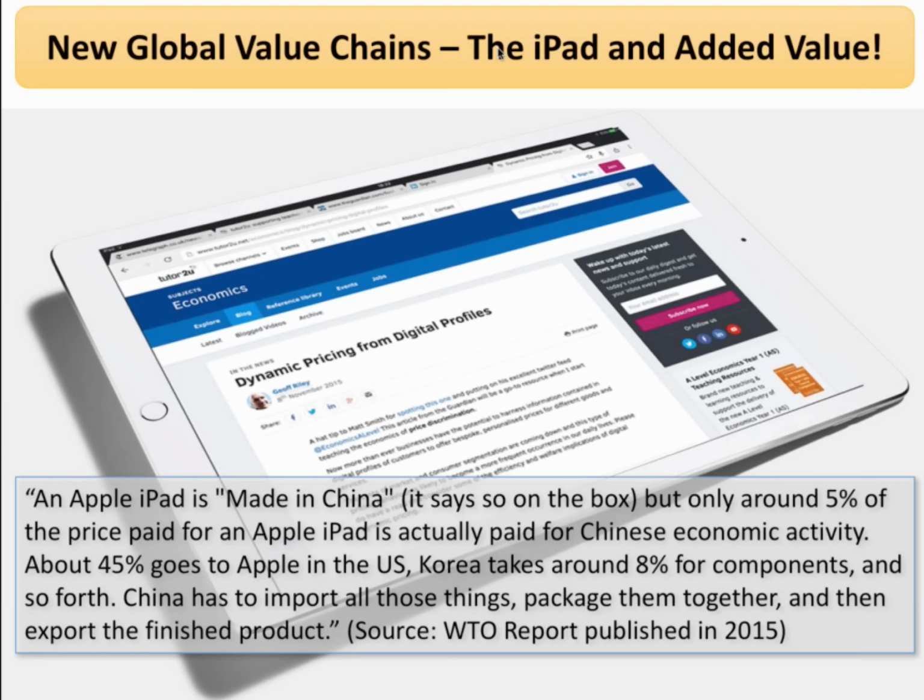Here's our example of global value chains, the iPad. Literally, it says made in China, but actually only a small percentage of the price of an iPad actually goes to China in the form of an export. In fact, nearly half of the price of an iPad goes to Apple in the United States. And in fact, Korea takes much more in terms of the components it produces.